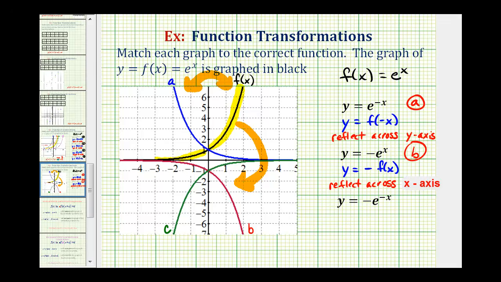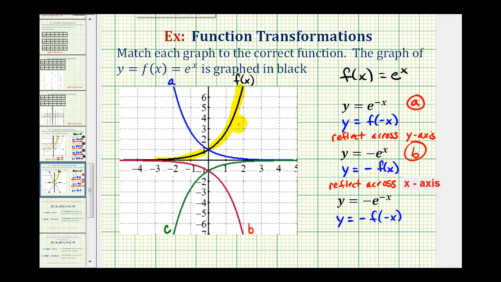And now for our last example, we have y equals negative e to the negative x. So in terms of f of x, we would have y equals negative f of negative x. In this form, this is telling us that this function here is going to change the sign of the x values and the function values, or y values, of the basic function f of x equals e to the x.